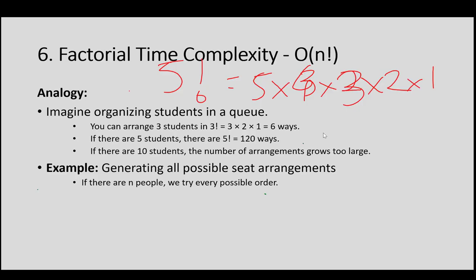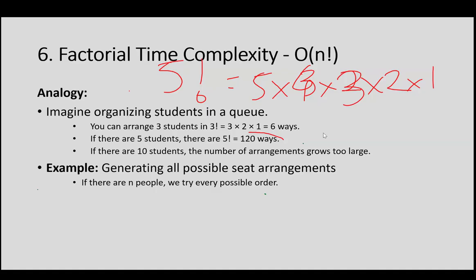Then its resultant will be multiplied with its minus 1, that is 3, then into 2, then into 1. If I have 10 factorial, I'll be giving 10 into 9 and so on. So it would be a very big number if I say 10 factorial. Let's keep it with 5 factorial. So it would be 5 into 4 into 3 into 2 into 1, which is nothing but 120 possible ways.